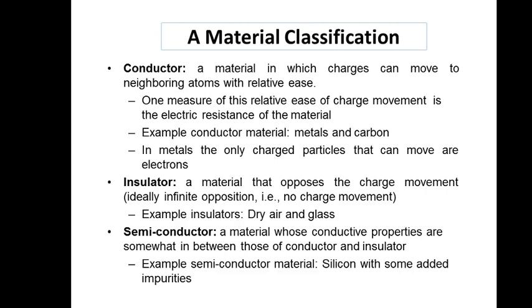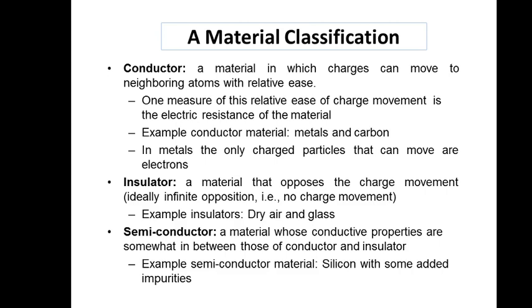All the flow of electrons means it is a charge. Insulators, another material, is an insulator. It is also a material that opposes the charge movement. Ideally, infinite opposition, that is nothing but no charge movement. We know insulators, for example dry air, glass, wood, and this type of insulator materials.